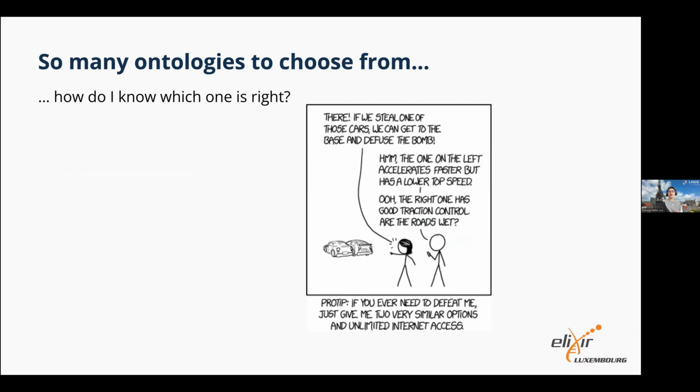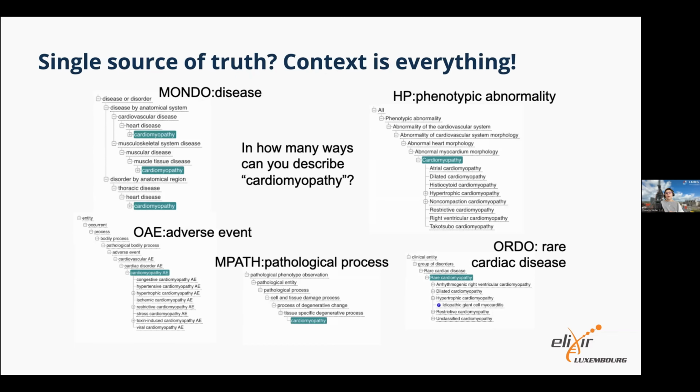So the other problem, there are so many ontologies to choose from. How do we know which is right? There is the same concept in many ontologies. How do I pick? Well, in some ways, when we look at our world that we know, we think there's a single source of truth. That's not true in ontology world. Context is everything. So you think something, cardiomyopathy, it's a heart thing. It's a disease, right? Well, if you look at the Monarch Disease Ontology, yes, it is. It is a disease. It's heart disease.